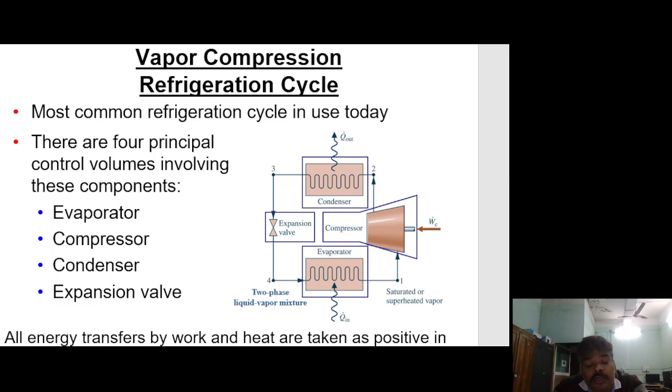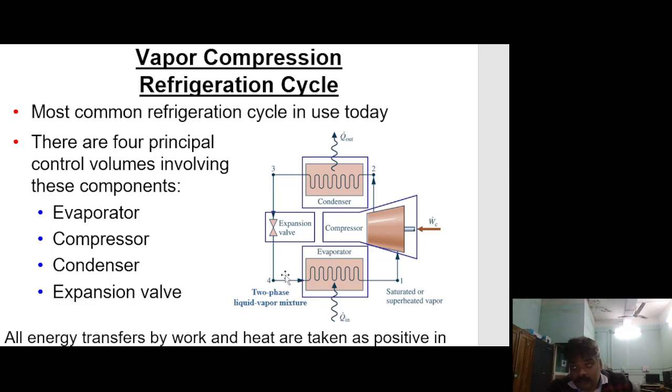Here is the chart. Here are the four components. The vapor compression refrigeration cycle is the most commonly used refrigeration cycle today. There are four principal control volumes involving these components: evaporator, compressor, condenser, expansion valve. So here this one is the evaporator where cooling takes place. Latent heat of vaporization is the amount of heat which is extracted from the chamber where you want to do the cooling. Refrigerant phase changes.